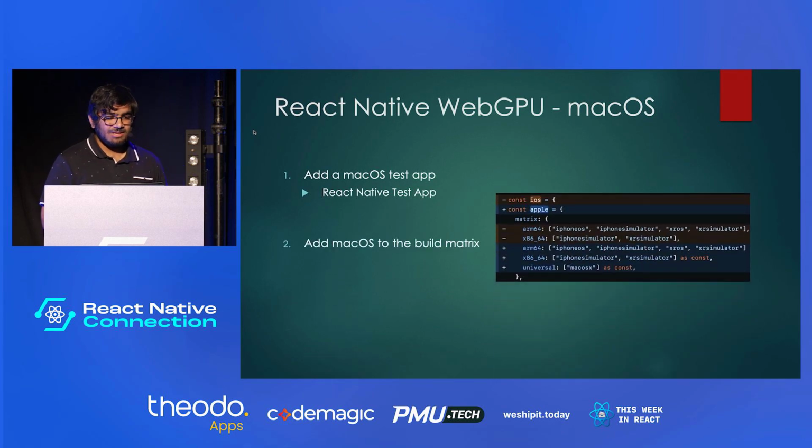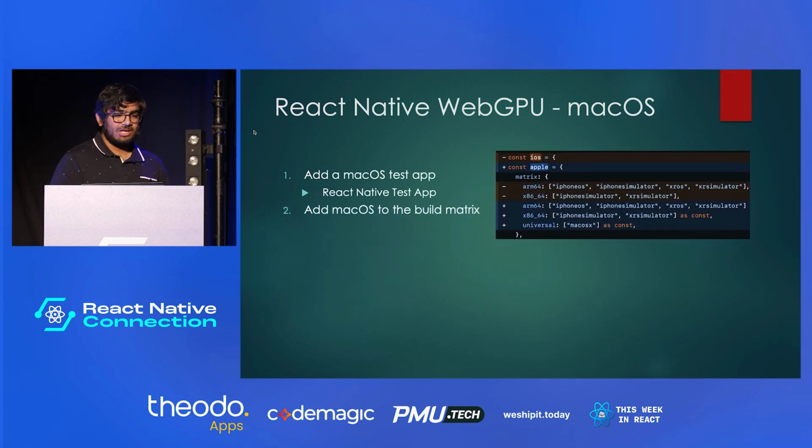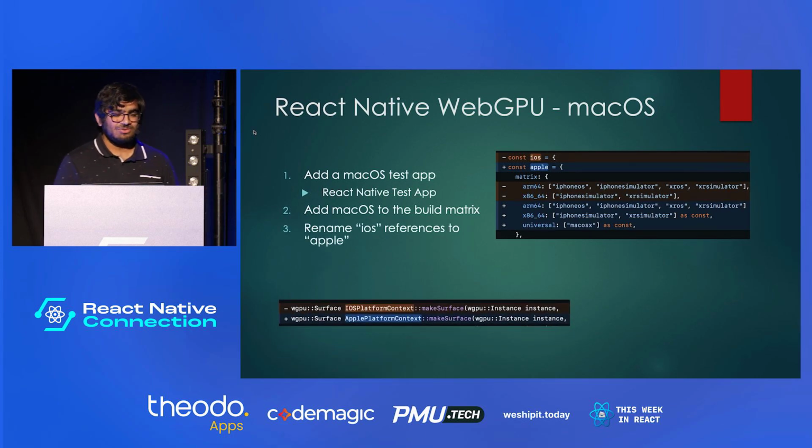The second step is I needed to go add macOS to the Dawn build matrix. Dawn is a C++ library. It was built with CMake or Ninja. Can't remember which one. I didn't really have to think about this too hard. I just looked for everywhere where it said iOS, and then I added an extra case for macOS, and it kind of just worked. The next part was to rename any code that was iOS to Apple. This is not a functional change, this is just a name change. And this is for two reasons.